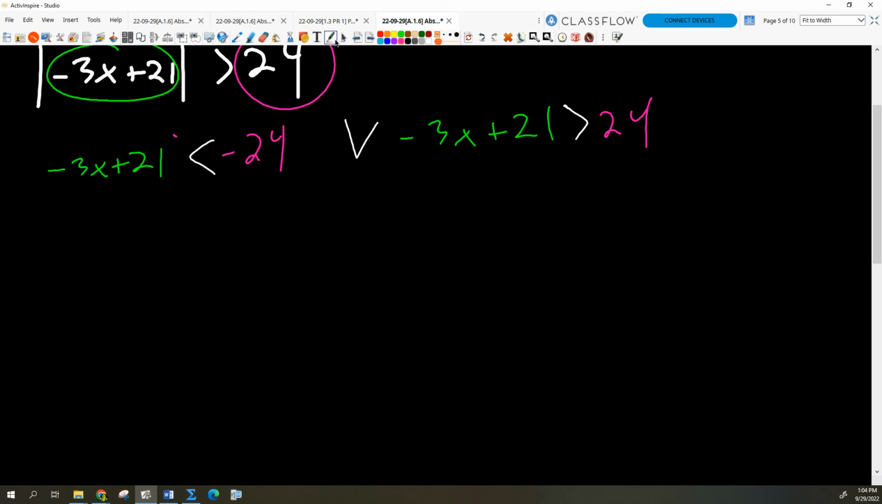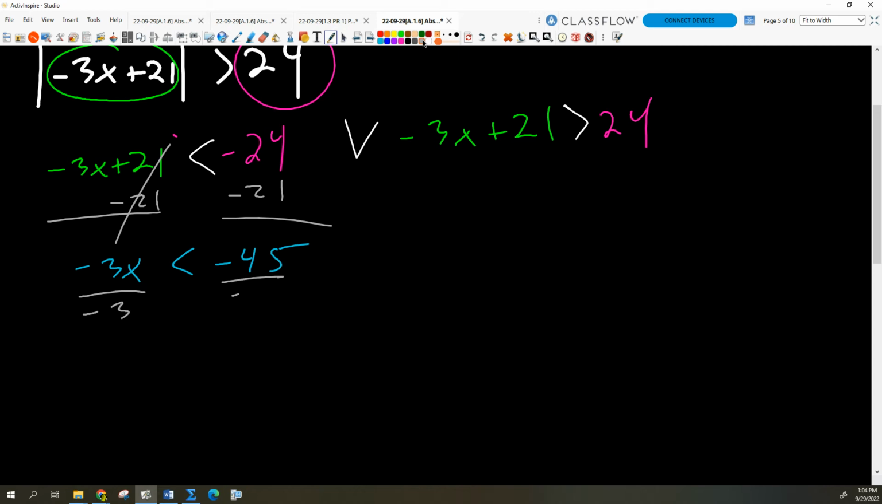So minus 21. Those guys cancel. So I get negative 3x is less than negative 45. You told me to divide by negative 3. Good. I divided by a negative. So what do I have to do? I got to flip that inequality, don't I? So I get x is greater than 15. There you go. So x is greater than 15.